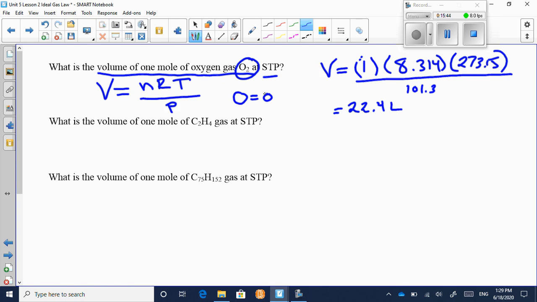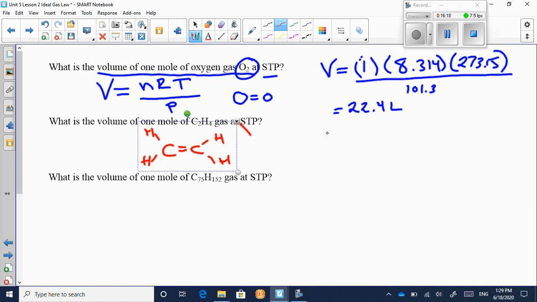Okay, well, the second question I have is, what is the volume of 1 mole of C2H4? That's like an ethene gas. It's a carbon double bonded to a carbon, and then with these 4 hydrogens around it. It's called ethene. Okay, so it's got a few more atoms than oxygen gas, but it says what's the volume of it? Well, a bunch of students might look at it and say, well, the volume's got to be bigger because that's a bigger molecule.